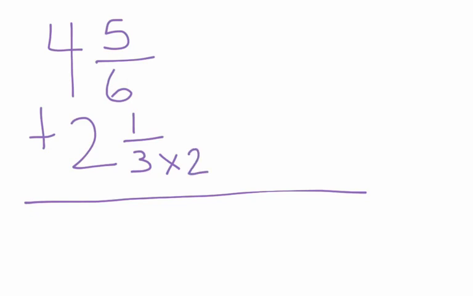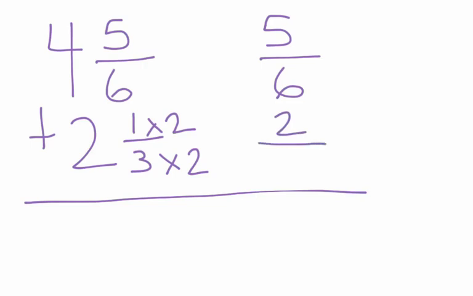Now I need to make it into an equivalent fraction. What I do to the bottom, I do to the top. Therefore, I have 5/6 and 2/6. Notice I'm leaving those whole numbers alone. 5 plus 2 is 7. My denominator stays the same. I now see that I have an improper fraction, 7/6.